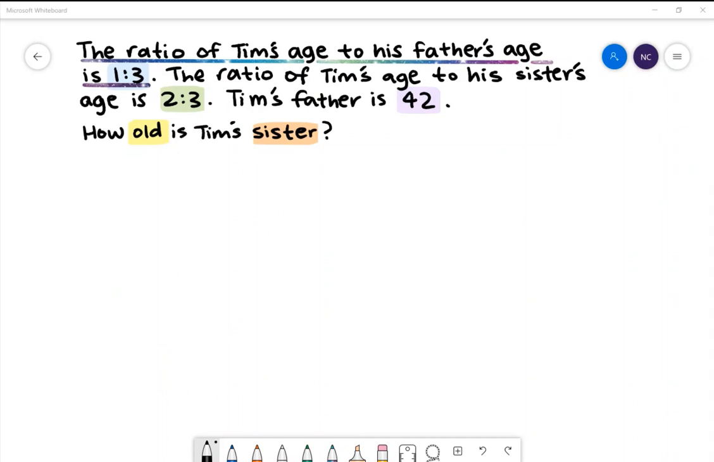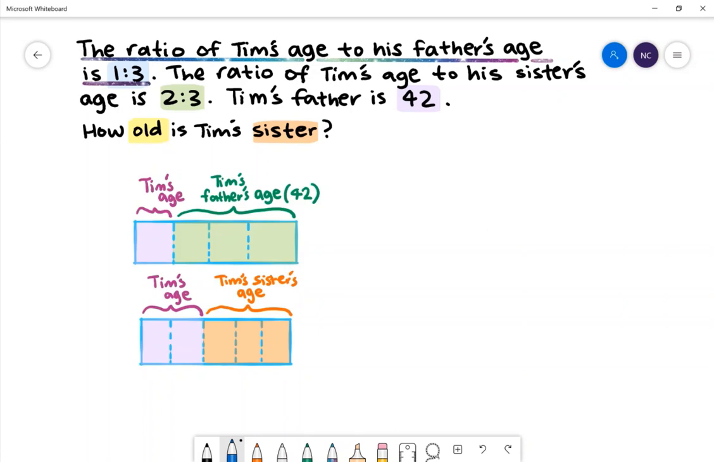Here is our last example. The ratio of Tim's age to his father's age is 1 to 3. The ratio of Tim's age to his sister's age is 2 to 3. Tim's father is 42. How old is Tim's sister? Let's take a look at a diagram. There are 2 diagrams here. Let's take a look at the first diagram.